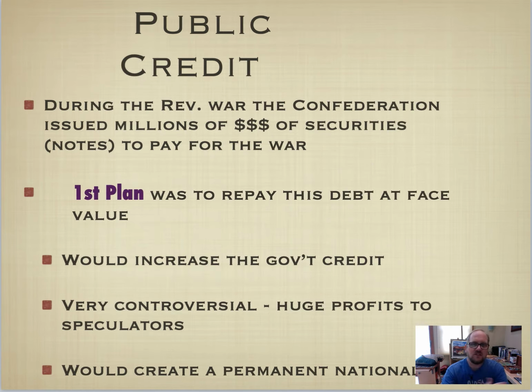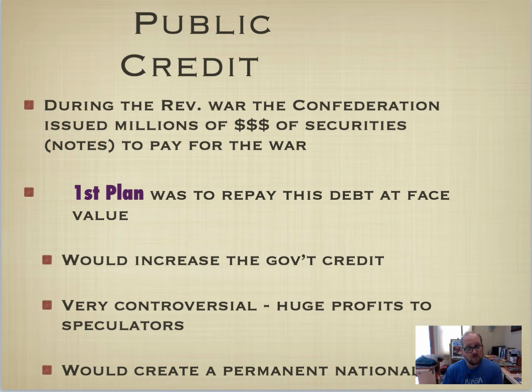Okay, part of this plan was public credit. His first part of the plan was to basically repay all the debt and all the Confederate currency, all these notes that were out there, at face value rather than a depreciated value. What that would do is allow America to have credit, because we are paying back our credit at face value, meaning that we're going to be trusted in the future to take out loans. It's going to give us that trust that our currency is a sound currency that can be trusted.